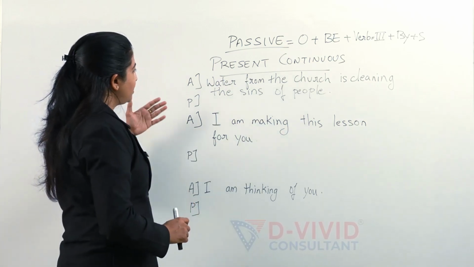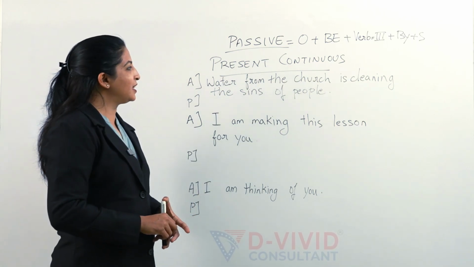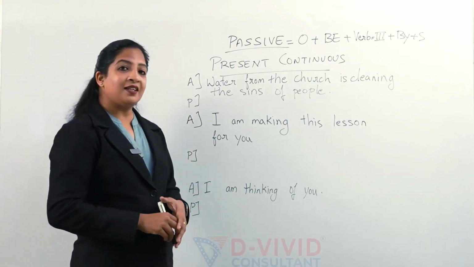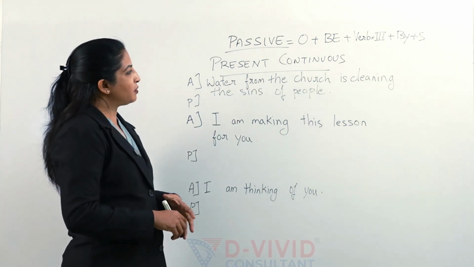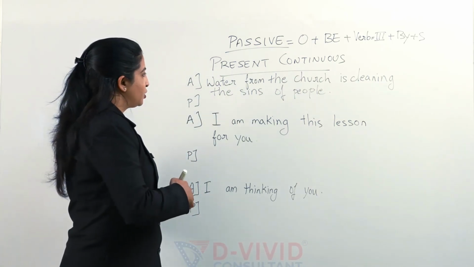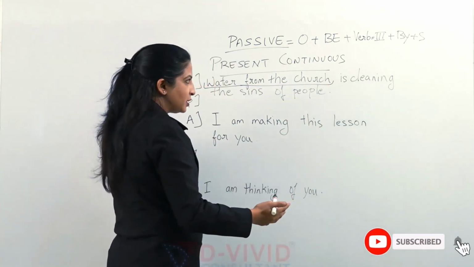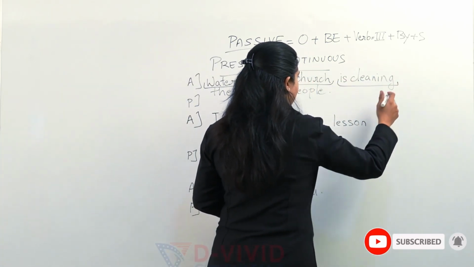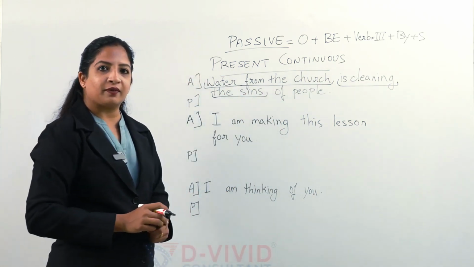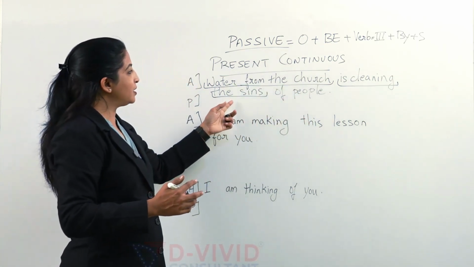Okay guys, so if we start with the first sentence, it says water from the church is cleaning the sins of people. It's quite a long sentence. So in this sentence, what are we having as subject, verb and object? We have water, which is from the church. It is cleaning. What is it cleaning? The sins of people. So our object won't be people but the sins.